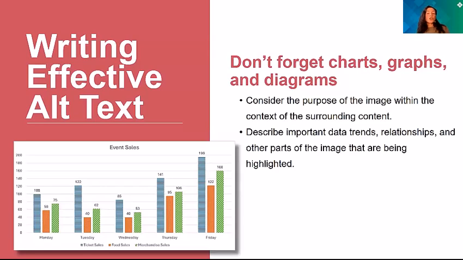Now, when we get to charts, graphs, and diagrams, this is just a little bit more complicated, but it still has the same tenets. So we want to think about what is the purpose of this chart, graph, or diagram. When we're thinking about this, for instance, we might want to describe important data trends or relationships or other parts of the image that would be highlighted by this information. So it really does depend upon our purpose. And we have a couple of examples here.